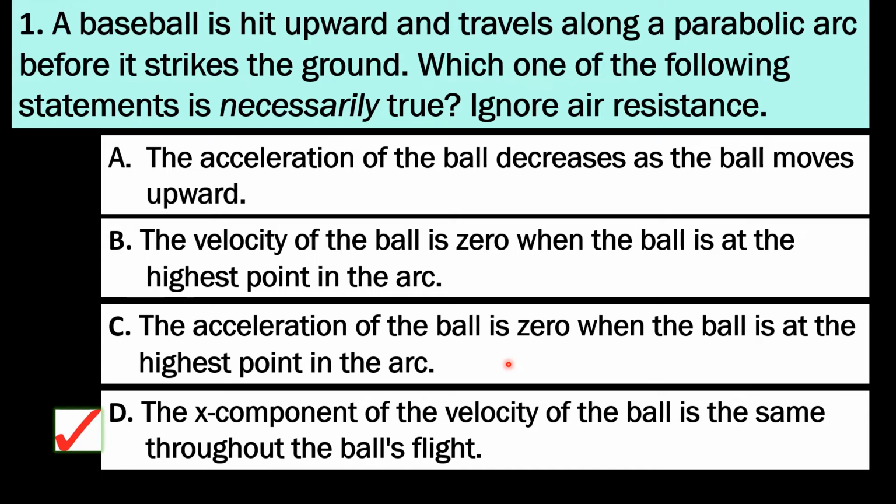The net force at that instant is still downward, equal to whatever the weight of the ball is. So, it follows that the acceleration of the ball cannot be 0. It is in fact equal to negative 9.8 meters per second squared. So the best answer really is option letter D. The x component of the velocity of the ball is the same throughout the ball's flight.